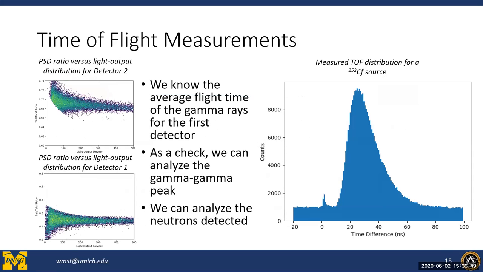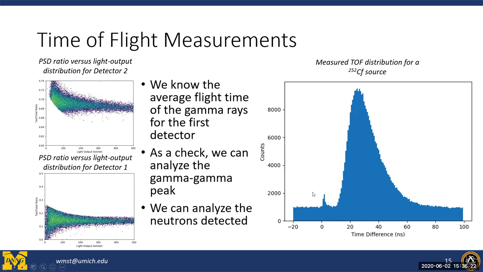Looking at the pulse shape discrimination ratio plots for these two detectors, if one is gated on gamma rays, which is our first detector, and the other one is gated on neutrons, what is our time difference, or time of flight, going to look like across these detectors? We can see that distribution over here. The first thing I'd like to note is that we have an initial peak just past zero.